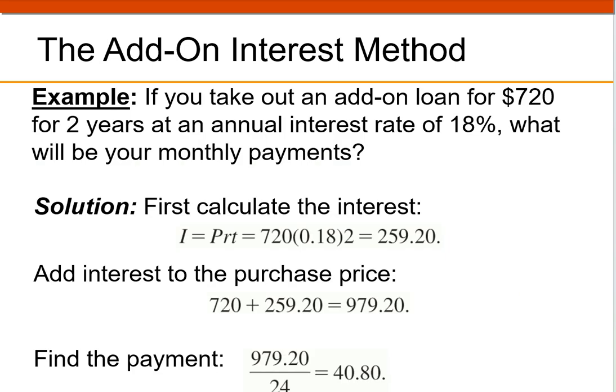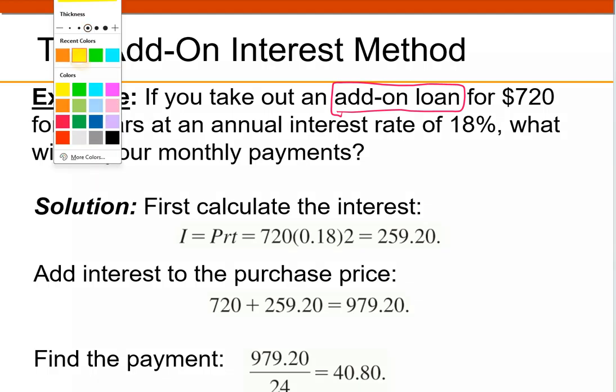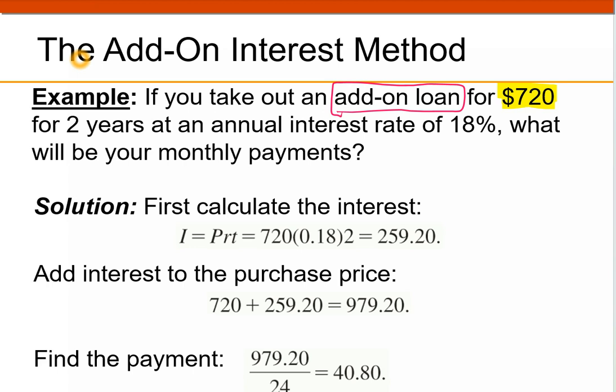Okay, so let's see. Here's just a little loan. Let's say you take out an add-on loan for $720. It's going to be a 2-year loan, which means you've agreed to pay it all back within 2 years. They're going to charge you an annual interest rate of 18%. And the question is, what will be your monthly payment? Now, if you borrow $720, you have to pay back all $720, right?